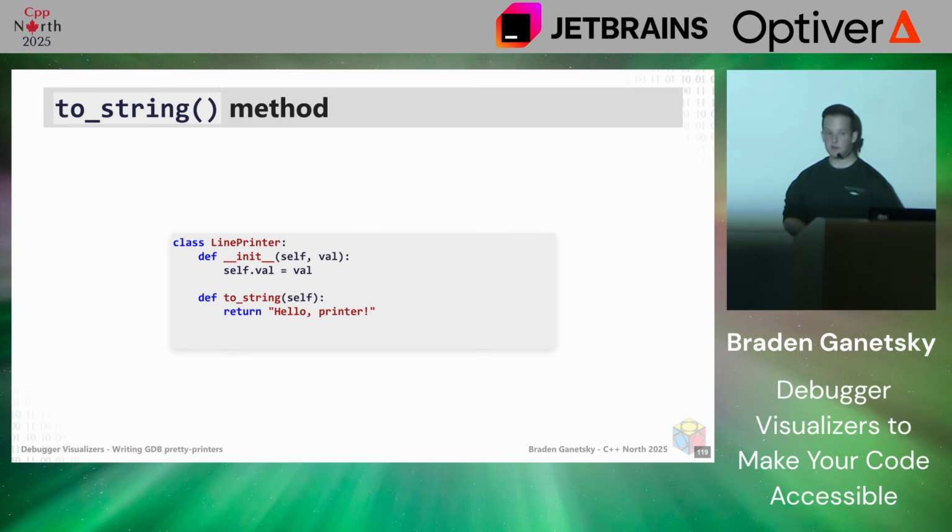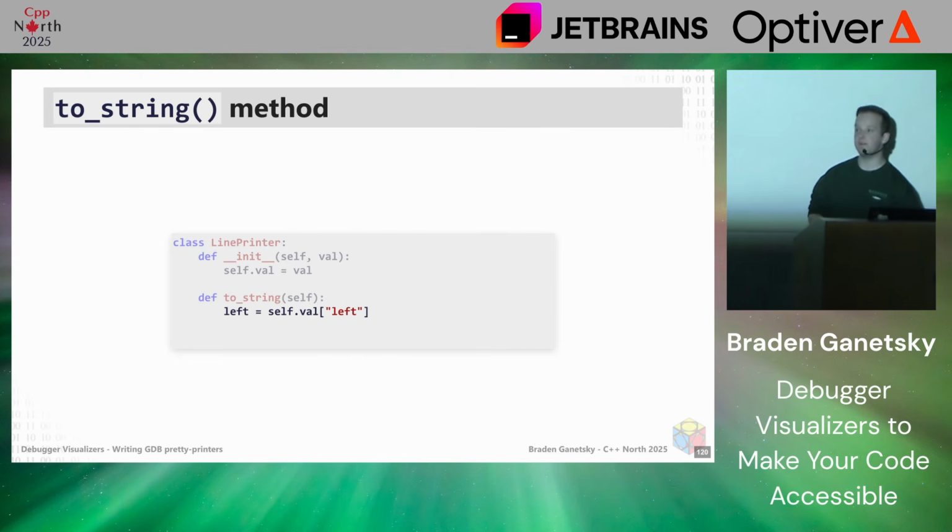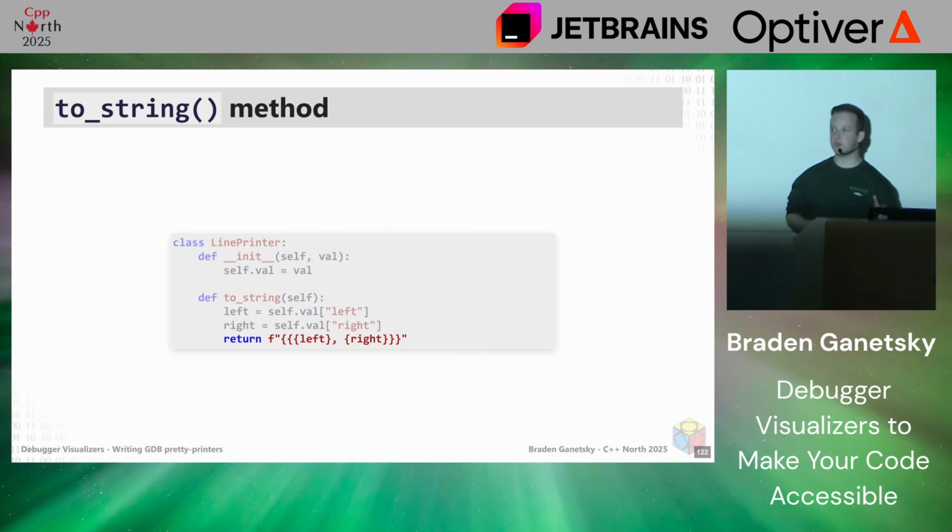The toString function is also quite simple, I would say. We take in the self, and because of that, we can access self.val. And so, let's do that. Let's grab the left data member. Now, grabbing the left data member uses the dictionary syntax in Python. And you can just chain these if you have nested members inside members. Then I'll store right as self.val quotes right. And then I'll just return an f string.